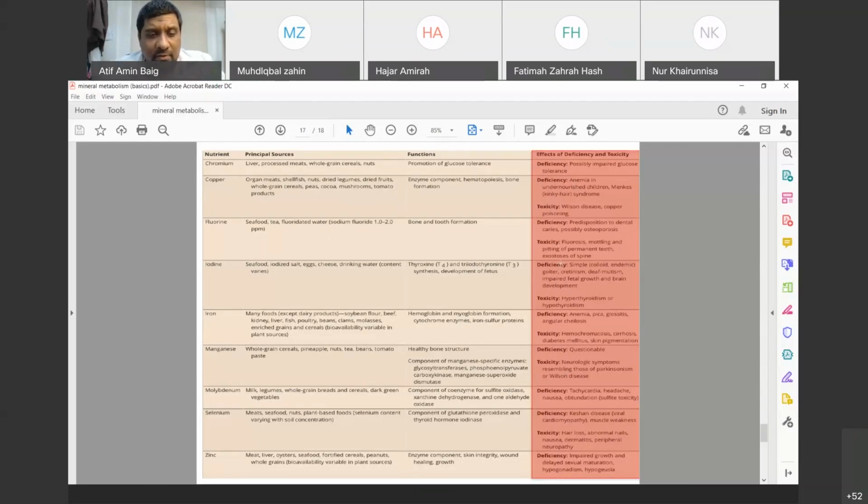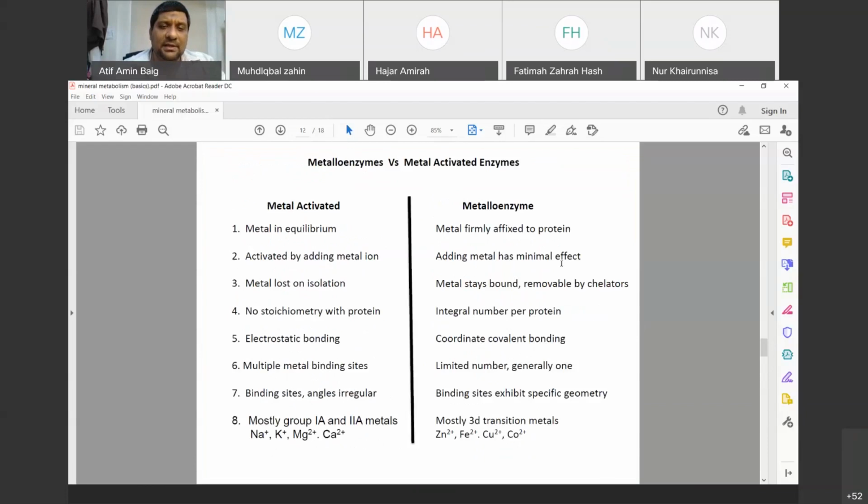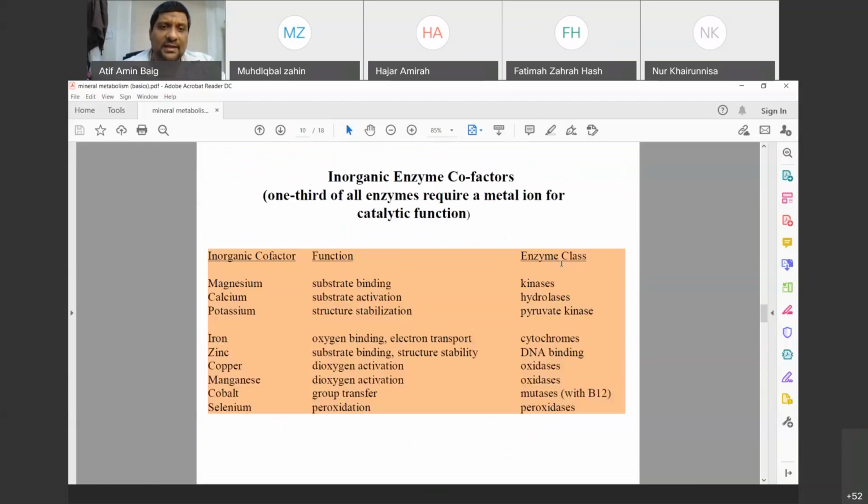So remember, you have to go through all of that personally. You have to read all of them. Yes, the other things which are important are examples of metalloproteins, the difference between metalloenzyme versus metal activated enzymes, their definitions, and then some of the examples of minerals as a cofactor, inshallah.